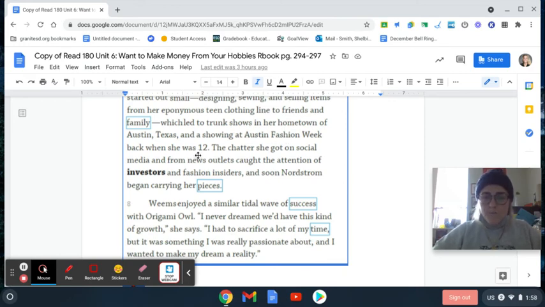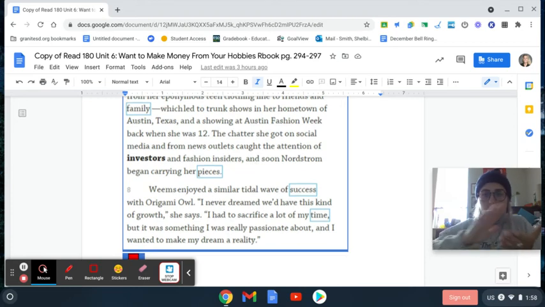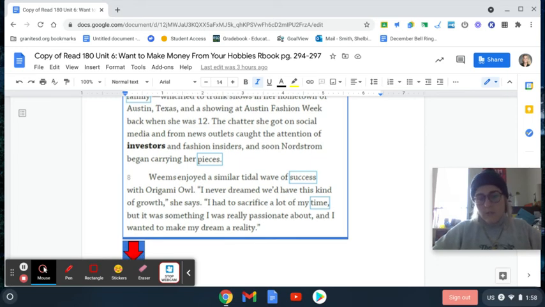The chatter or the attention she got on social media and from news outlets caught the attention of investors, people who give you money, and fashion insiders, and soon Nordstrom began carrying her pieces. If you don't know what Nordstrom is, it's a really high quality or expensive clothing store. And you can find them at malls and stuff usually, but they sell pretty high quality stuff. So she got Nordstrom to sell her pieces, which is a really big deal.